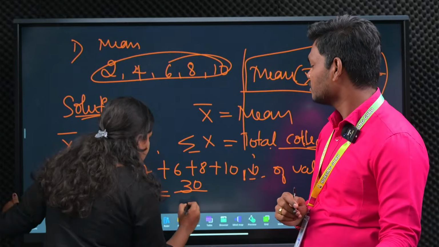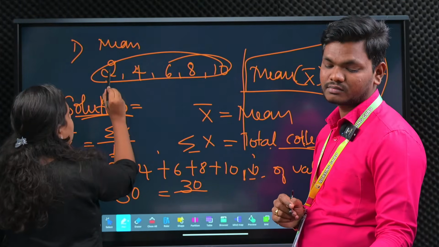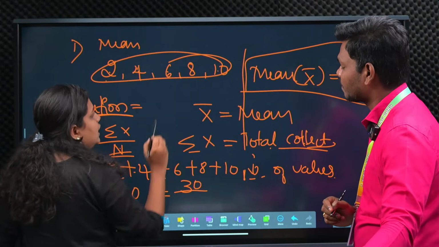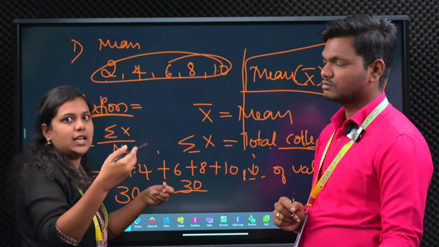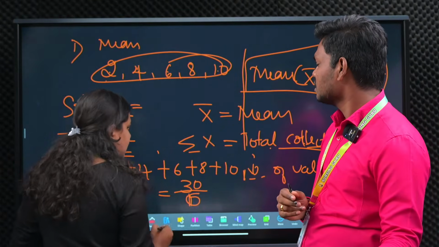Sum of the values. Then what is the n value in the sense? That is counting the number of values. 1, 2, 3, 4, 5. If you are getting 10, it is 10. If you are getting 12, it is 12. Okay. How many data is given? That you have to write it.